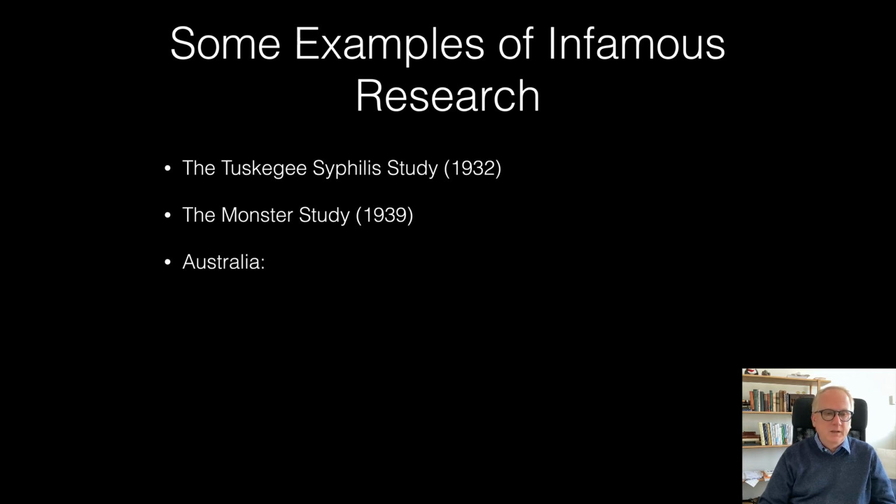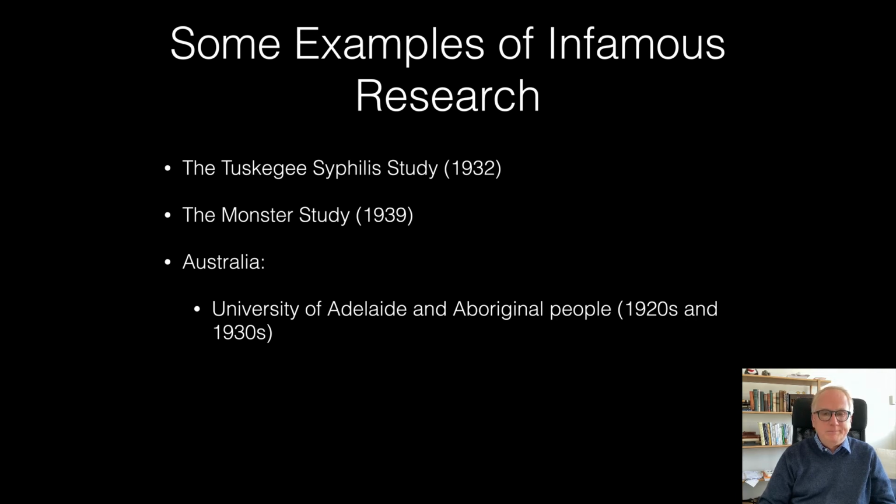And then also here in Australia, we have some notorious examples. For example, the University of Adelaide in the 1920s and 1930s set out into the Australian outback to do really crude research on Aboriginal people, including studying how they dealt with pain. They would hold them down and take blood samples from them and take body measurements. Basically, these Aboriginal people were treated as if they were just natural wildlife out in the outback, and were captured and measured for the purposes of this research.